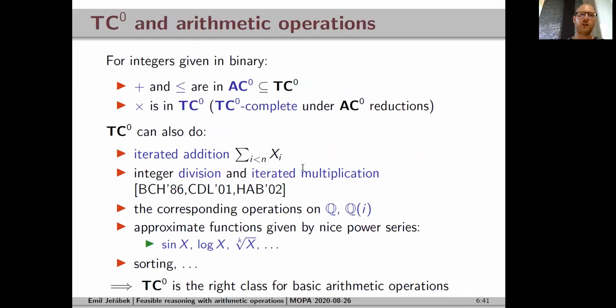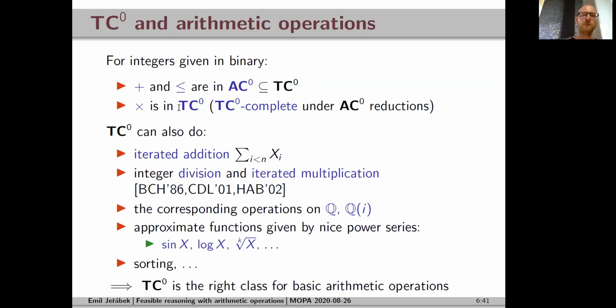Now, this class is the right complexity class for arithmetic operations, because if we look at integer operations where the integers are given in binary notation as binary strings, then addition and ordering are computable already in AC0, which is included in TC0. And multiplication is also computable in TC0, and it is in fact TC0-complete under a suitable notion of AC0 reductions. So in some real sense, TC0 is the smallest reasonable complexity class that includes all of these operations.